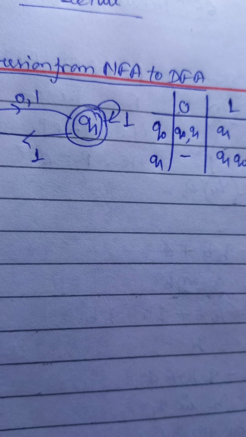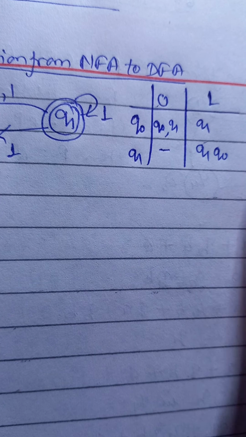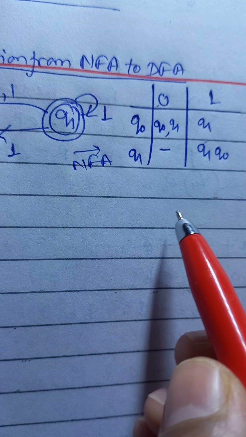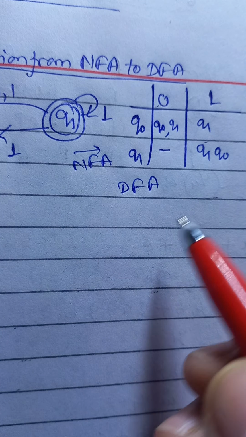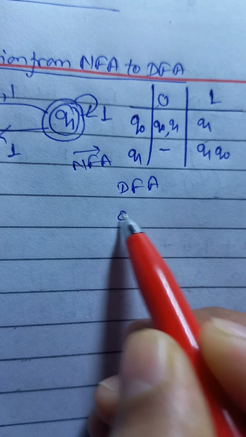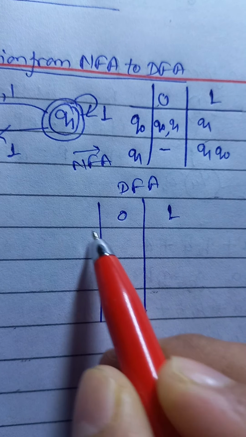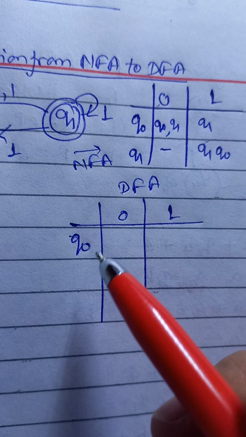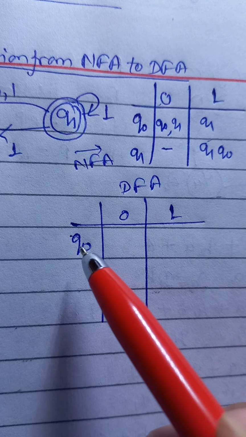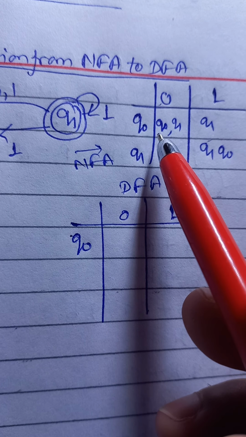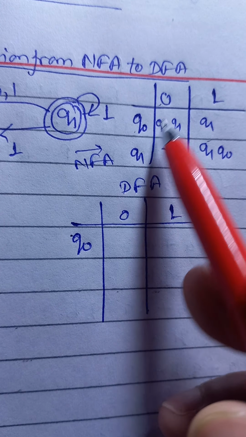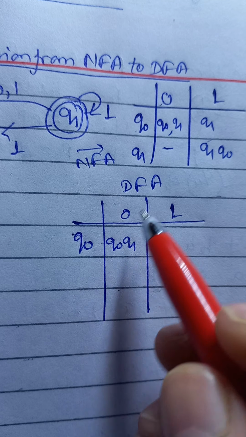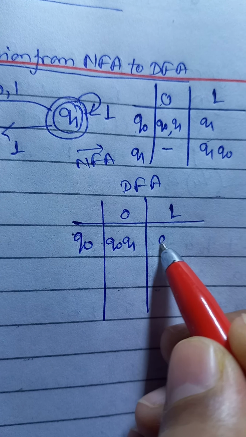Now we are making the transition table for DFA. How are we going to make it? In a similar way, 0 transition, 1 transition, and the states. We start with the initial state Q0. Now we will use this transition table. So for Q0, on 0 it is heading towards Q0 Q1, and for 1 it is heading toward Q1.